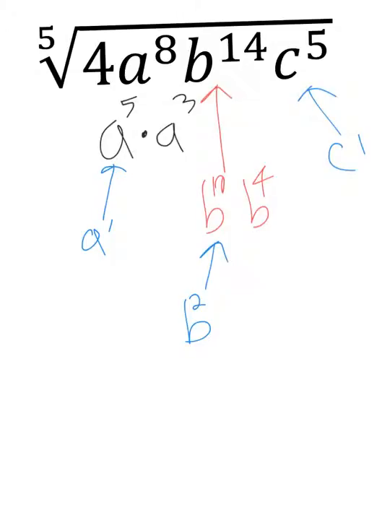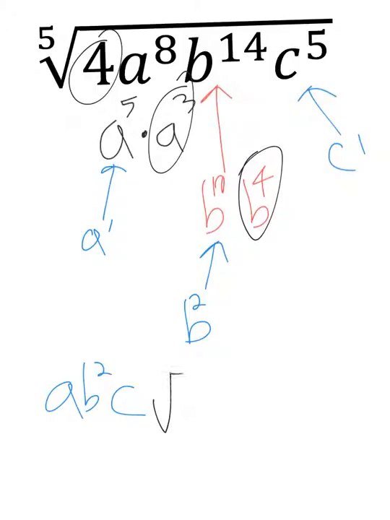So what I have in blue here, a, b squared, and c, that can all go on the outside, because what you take the root of, you go on the outside. So I'm going to put a, b squared, c. I don't have to write the power of 1. What you have left over, a to the 3rd, b to the 4th, and 4, that can go back on the inside of that radical. So I'm going to write 4, a to the 3rd, and b to the 4th. And that's my final answer with that one.